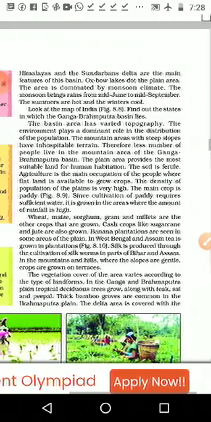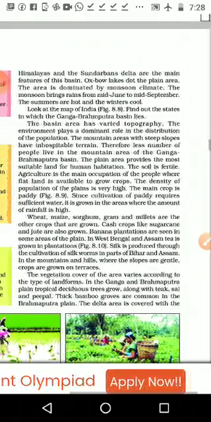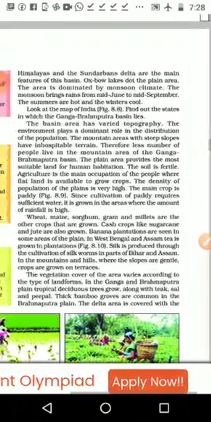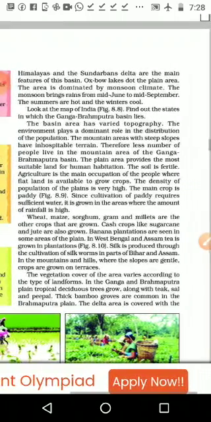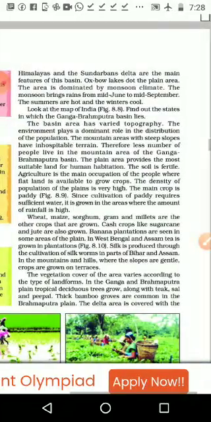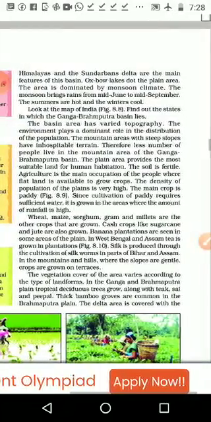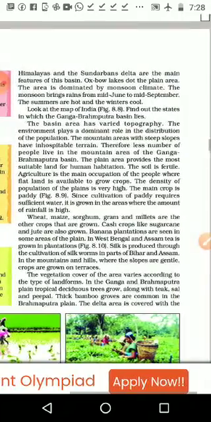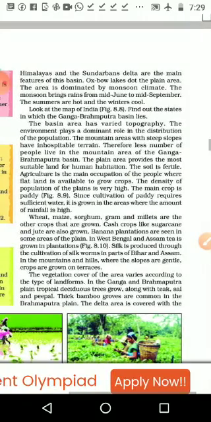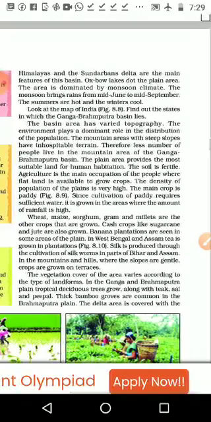The density of the population of the plain is very high. The main crop in this Brahmaputra Ganga basin area is paddy. In other areas not included, like half of Haryana and a little bit of UP, then Punjab, we can see they are growing more wheat, and in this area people depend on paddy cultivation.